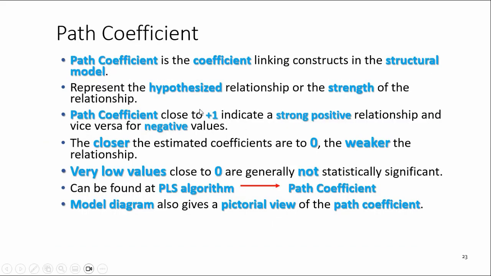The second stage is path coefficient assessment. Path coefficient is the coefficient linking constructs in the structural model. It represents the hypothesized relationship or the strength of the relationship. A path coefficient close to 1 indicates a strong positive relationship, and vice versa for negative values. The closer the estimated coefficients are to 0, the weaker the relationship. Very low values close to 0 are generally not statistically significant.